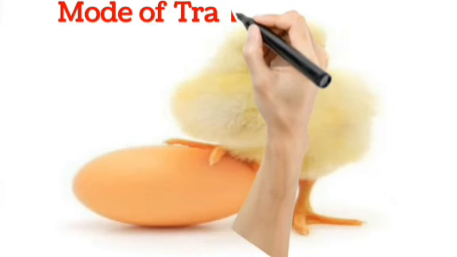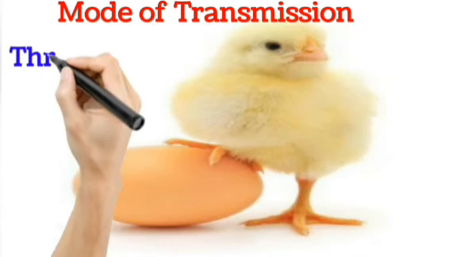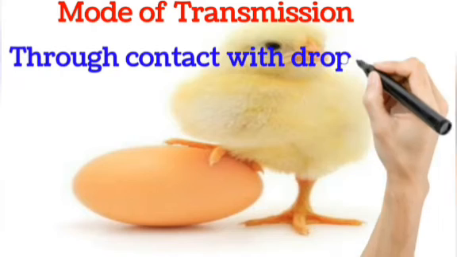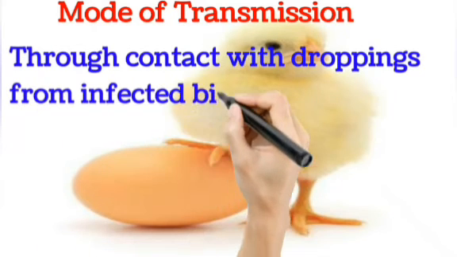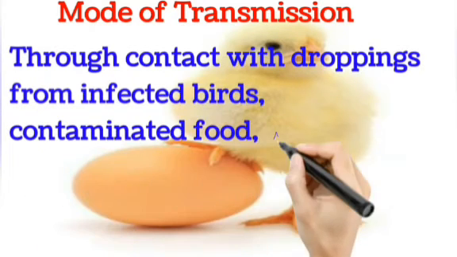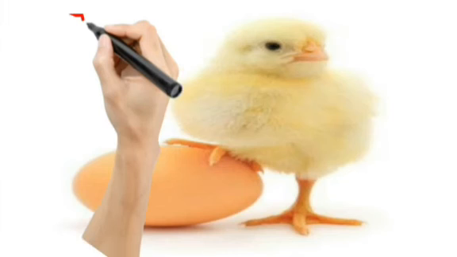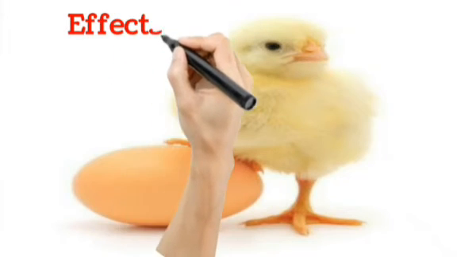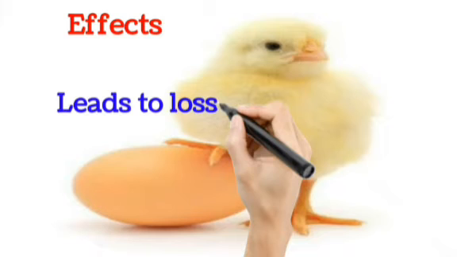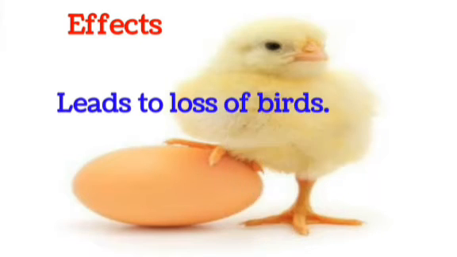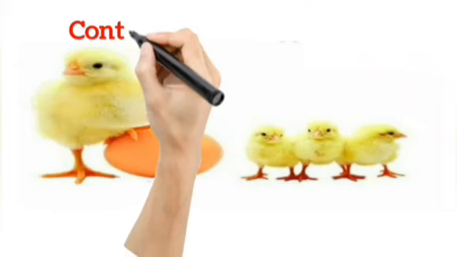What are the modes of transmission? Healthy birds can contract this disease from infected ones through their droppings, that is, infected droppings of birds. Also, contaminated food, water, and soil can serve as sources where the disease can be contracted by healthy animals. And the effect of the disease: generally, this disease can lead to loss of birds, that is, birds die through this disease.